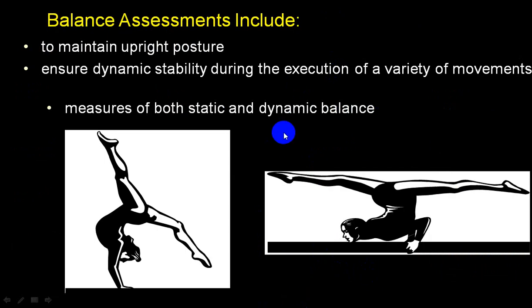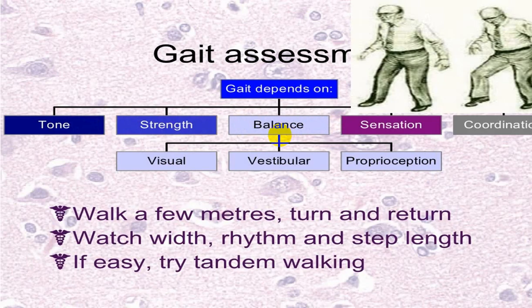So that is regarding balance and equilibrium. This is regarding gait. Gait will depend upon tone in the muscle, strength in the muscle, sensory input, coordination done by the cerebellum, and balance. And balance is maintained by visual, vestibular, and proprioceptive sensation with the help of the cerebellum.